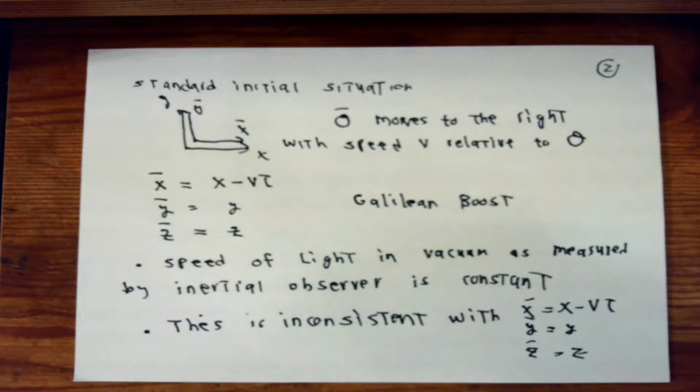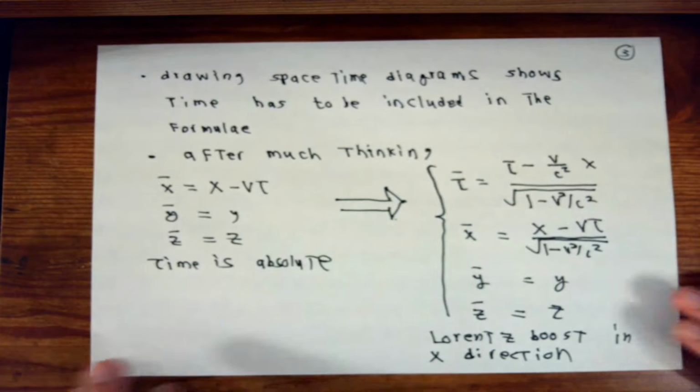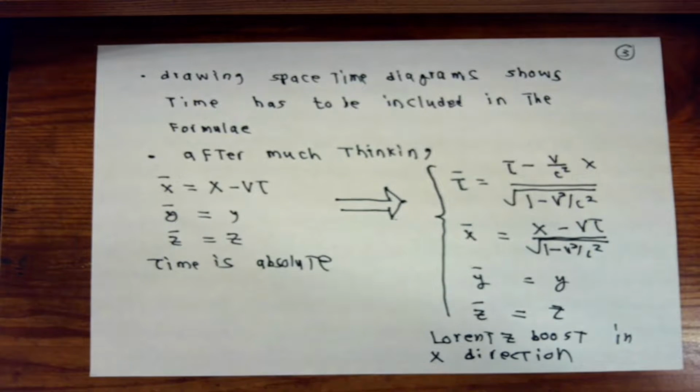measured by an inertial observer, is constant. That's inconsistent with the Galilean boost, so this tells us the Galilean boost can't be altogether right. We drew some diagrams that included both space axes and also the time axis for both of the inertial observers.